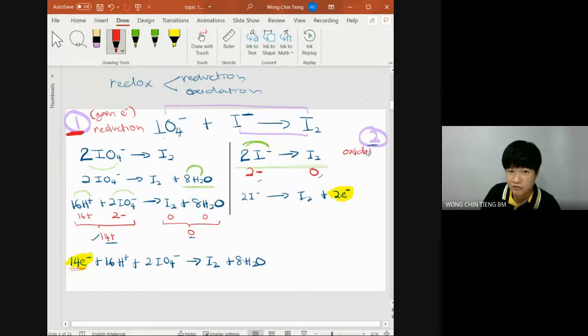Kenapa dia undergo oxidation? Because you release electron. Nampak? So at this step, alright, just a bit of tips before you move on to the next step adalah check electron. Dari sini kamu kena tahu siapa undergo oxidation, siapa undergo reduction. Dua cara. Satu cara kita guna oxidation number.